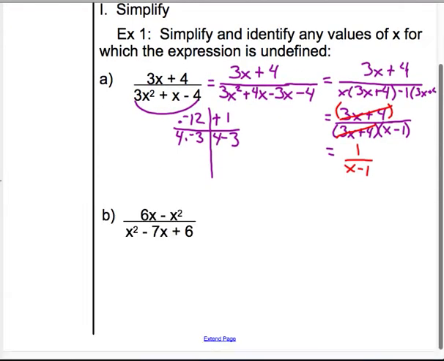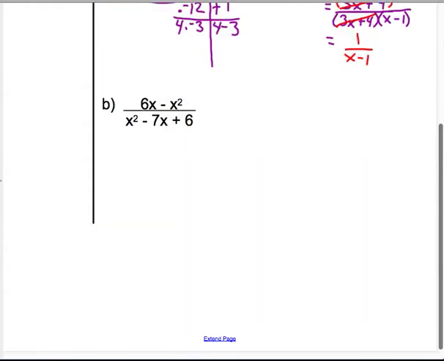All right, we'll look at one more example like that. This time in the denominator, we have the t-table method. So what multiplies to 6 and adds to 7? In my numerator, I see a common factor of x, but because of the way that I know it's going to factor in the denominator, I'm not going to have a minus x. So I'm actually going to factor out a negative x from my numerator.